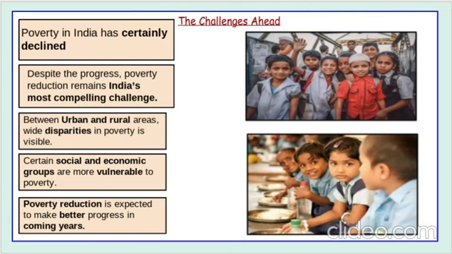Now, there are a few more challenges ahead. Poverty in India has certainly declined, although at a slow rate. Despite the progress, poverty reduction remains India's most compelling challenge. It is a very big challenge to reduce poverty, however much we can do. Between urban and rural areas, cities and villages, there is still a wide disparity in poverty, which is clearly visible to us. Even certain social and economic groups are vulnerable to poverty, the vulnerable groups which we studied in our last session. Poverty reduction is expected to make better progress in the coming years, so that the poverty level goes very far down.